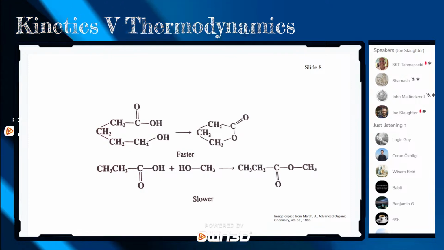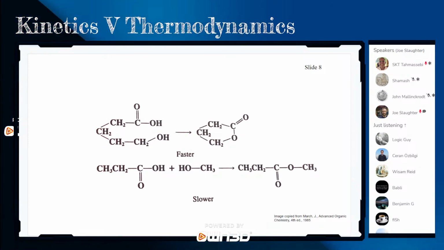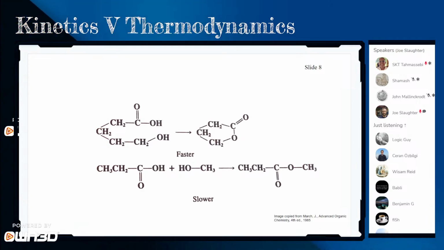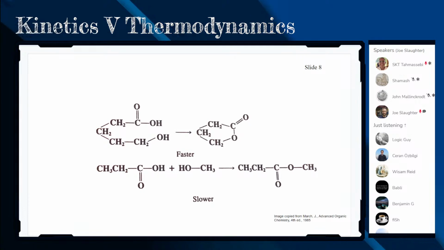In the lower reaction, the carboxylic acid and the hydroxide are in two different molecules. Well, what if the hydroxide and the carboxylic acid are two ends of the same molecule, and I form an internal ester? That's called a lactone. An internal ester is a lactone. So what can we say about the delta S double dagger of this reaction?